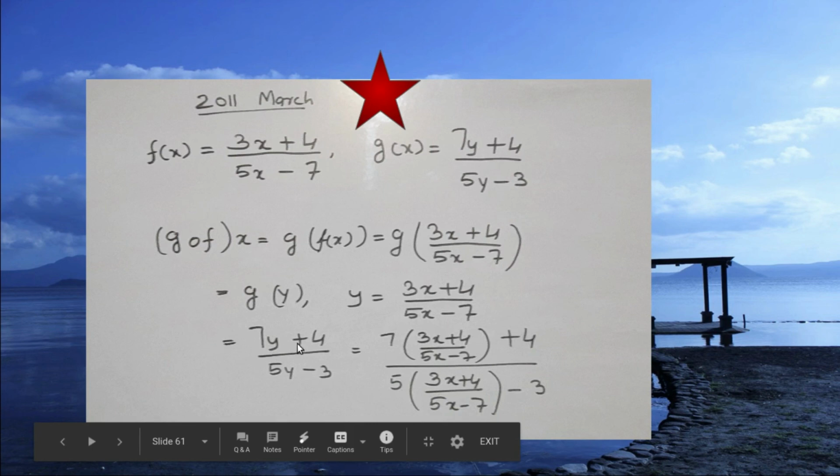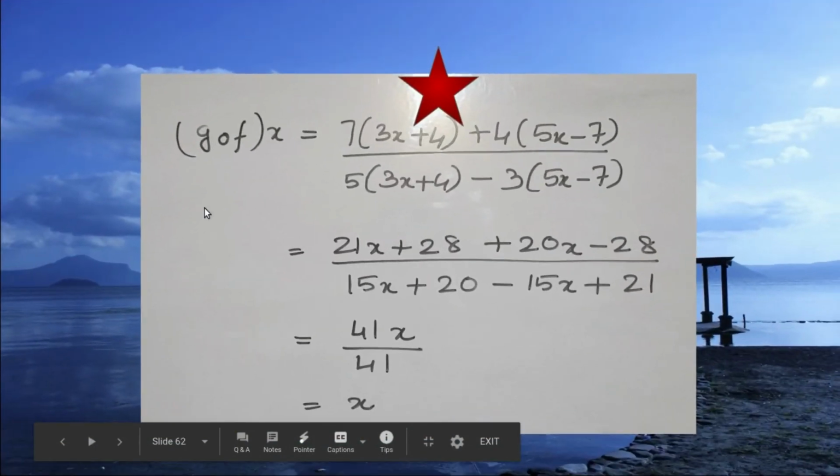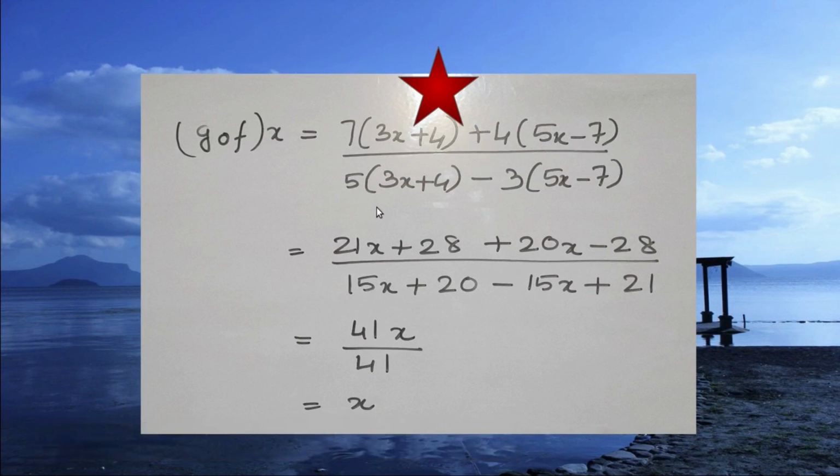So 7y plus 4 is 7 into (3x plus 4) divided by (5x minus 7), plus 4. 5y minus 3 is 5 into (3x plus 4) divided by (5x minus 7), minus 3. Now here we have to take the denominator 5x minus 7, and here also the denominator 5x minus 7. So we get 7 into (3x plus 4) plus 4 into (5x minus 7), divided by 5 into (3x plus 4) minus 3 into (5x minus 7).